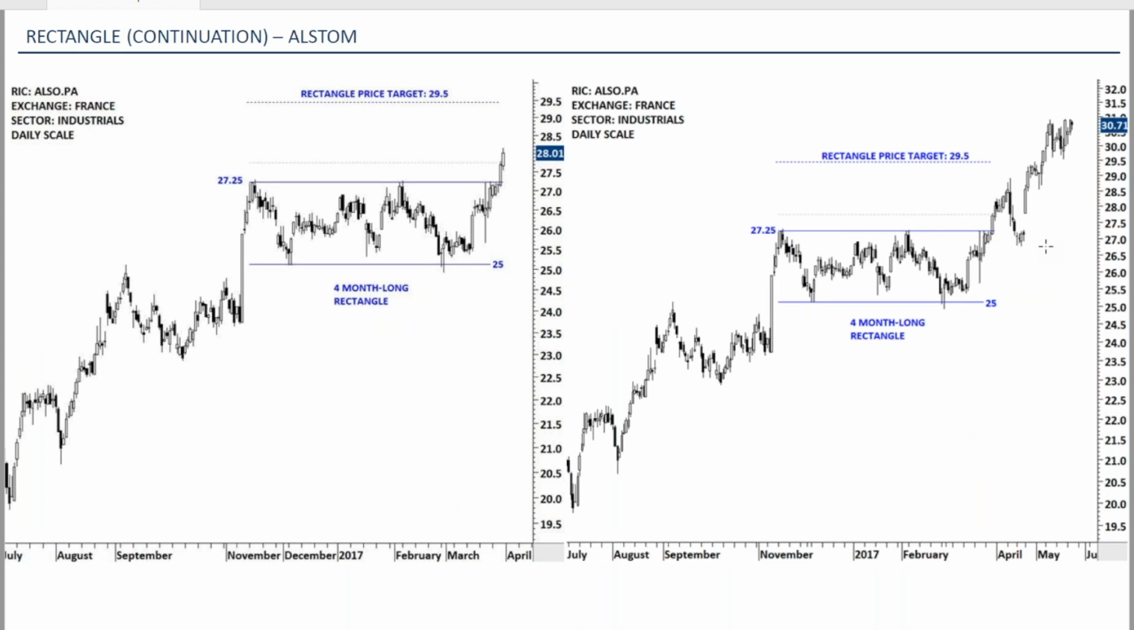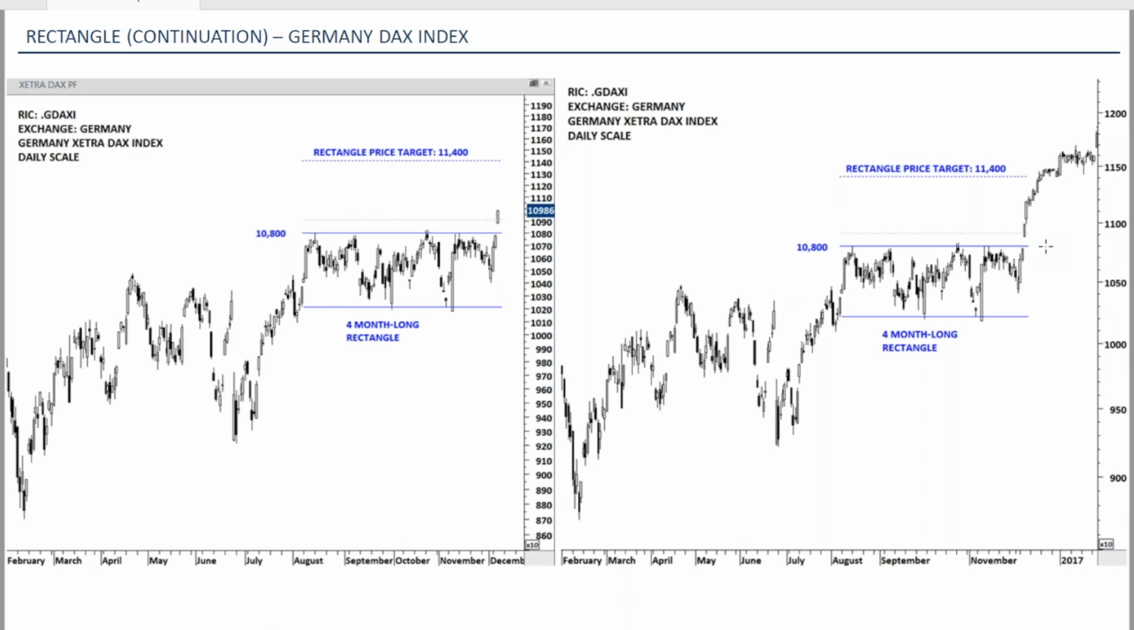Another perfect example of rectangle continuation, as you can see, this is again another well-defined horizontal chart pattern, a 4-month long rectangle that has clearly broken out and reached its chart pattern price target. This is a stock from France, Alstom. Another index breakout, rectangle continuation, DAX, that broke out and reached its chart pattern price target. This was also a perfect case of several tests of the horizontal boundary around 10,800 levels.